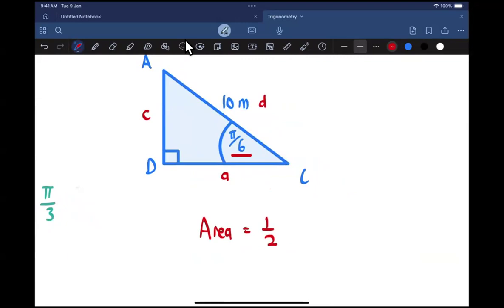So then what would be the two sides? What would be the two sides we're dealing with? A and D, right? So we can write a half AD, and what is our included angle? What are we saying is the included angle? A, B, or C?